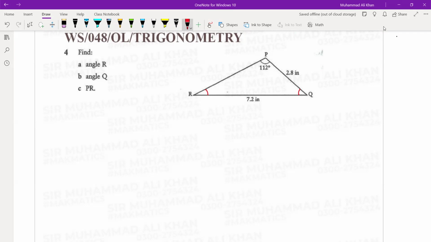For finding out the unknown sides and unknown angles, again I am making a triangle. Here it is A, here it is B, and here it is C.